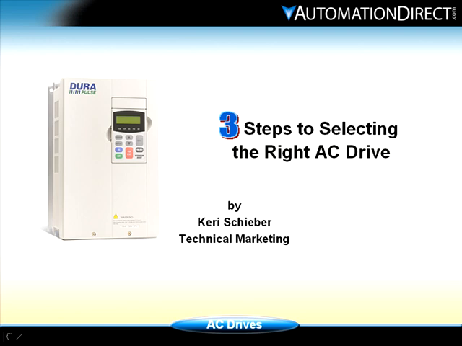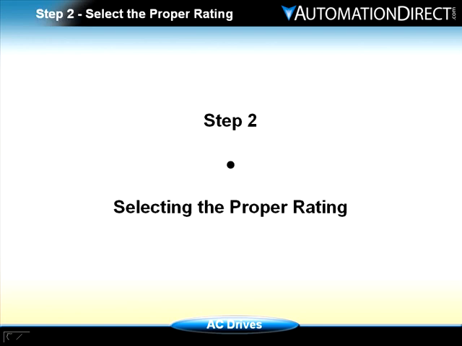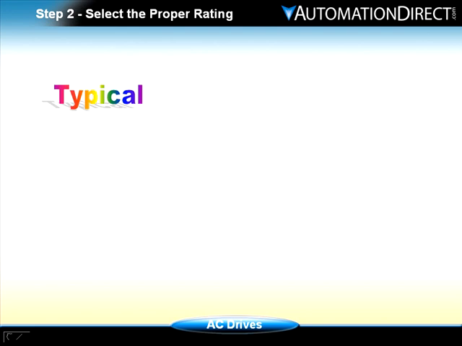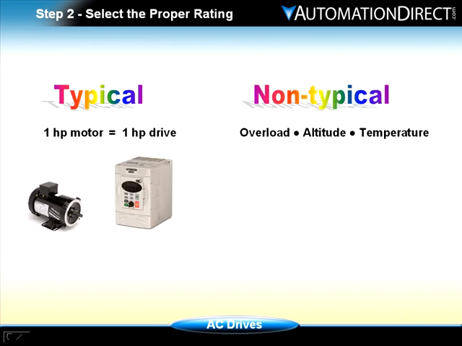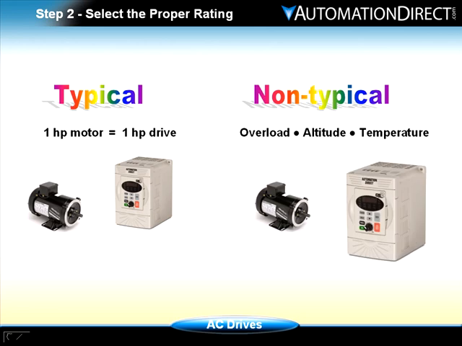3 steps to selecting the right AC drive. This is step 2, selecting the proper rating. In a typical application, you can control a 1 horsepower motor with a 1 horsepower drive. But there are some cases where the application type and environmental conditions warrant derating of the drive, requiring a drive larger than the typical application.